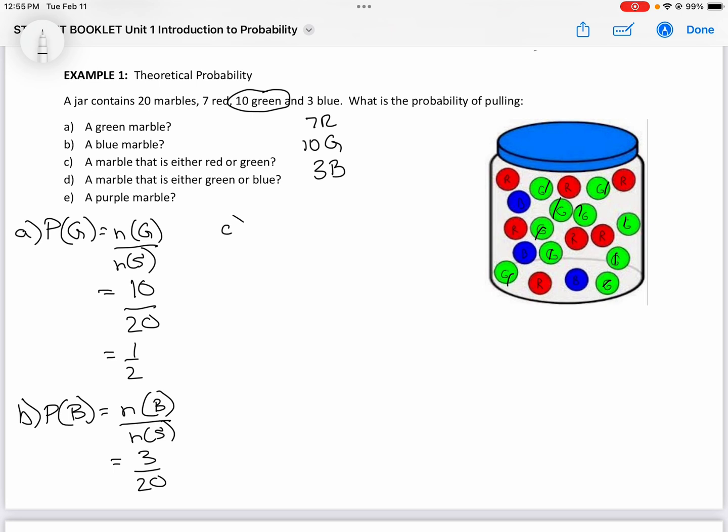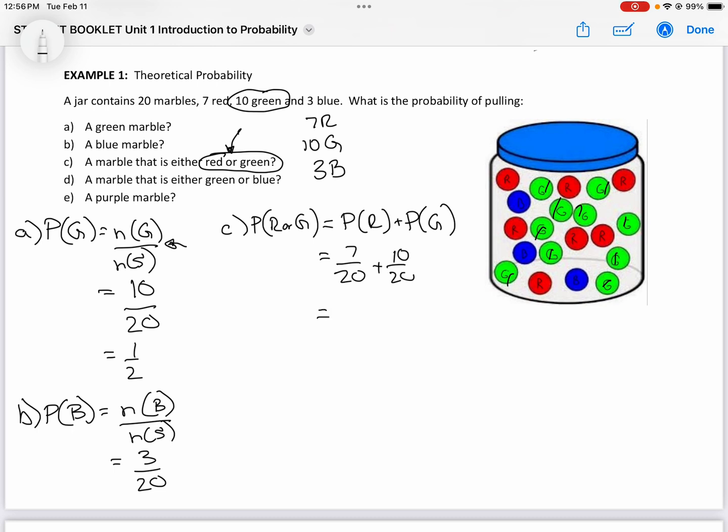C, what's the probability of pulling a marble that's either red or green? We're back to this "or." Or is 2 different outcomes, and we are going to add them. Pulling a red and a green marble at the same time when we're only pulling 1 marble is not possible. So the probability of red or green is the probability of a red plus the probability of a green. We can use this notation, or we're just going to skip this time to 7/20 plus green is 10/20. Which gives us 17 marbles out of 20 that are going to be either red or green.